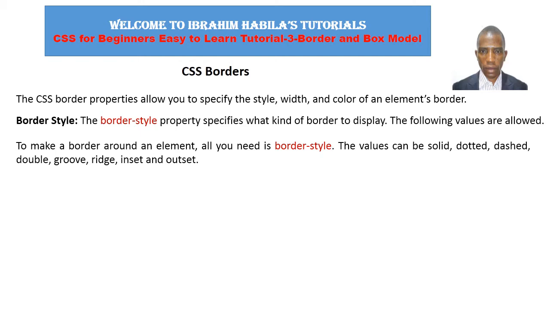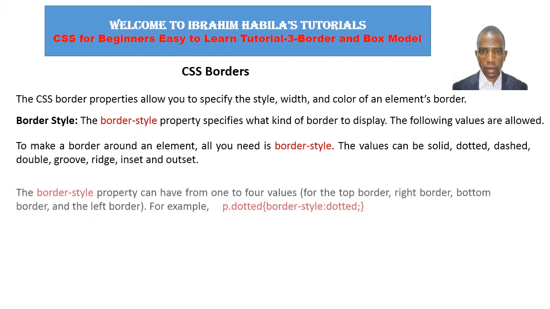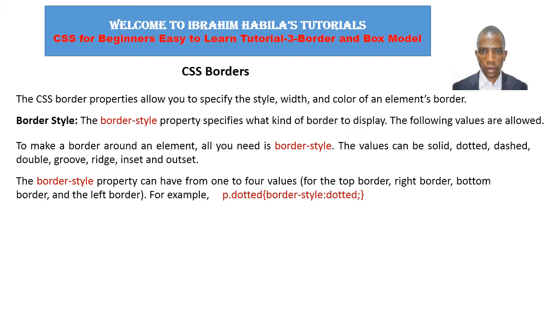All you need is border-style. The values can be solid, dotted, dashed, double, groove, ridge, inset, and outset. The border-style property can have from 1 to 4 values for the top border, right border, bottom border, and the left border. For example, let me take an example for this paragraph. P, that is representing paragraph, and dotted. Then the border style is dotted.